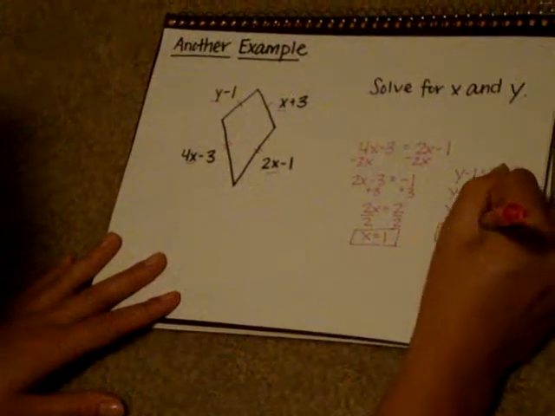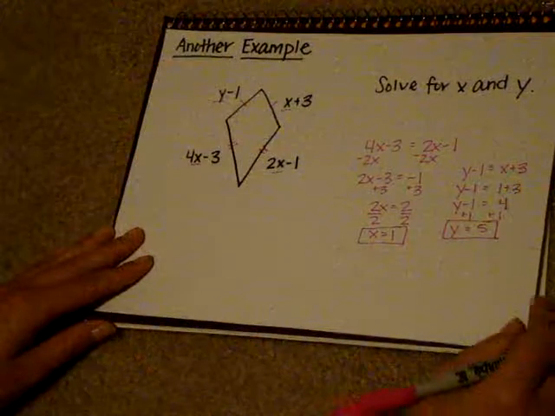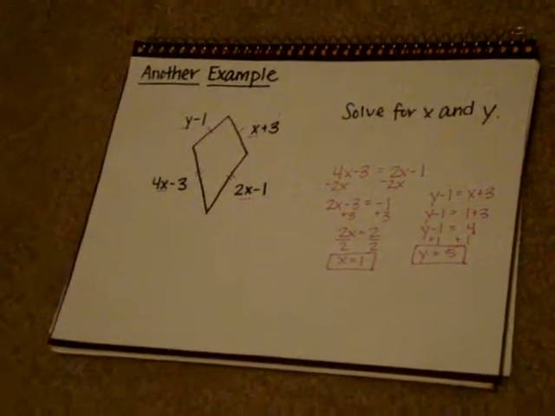So now we have solved for x and for y. And that is basically it for kites and quadrilaterals.